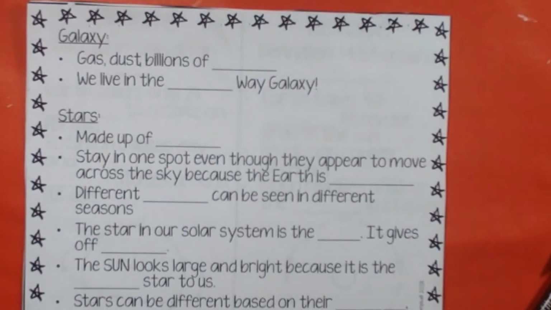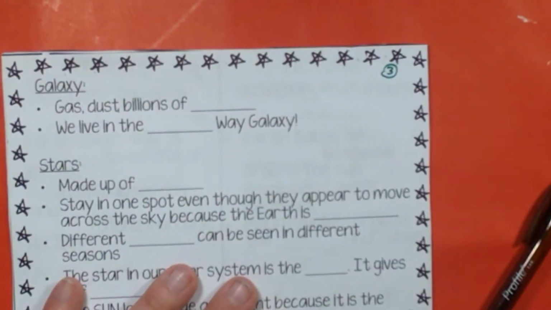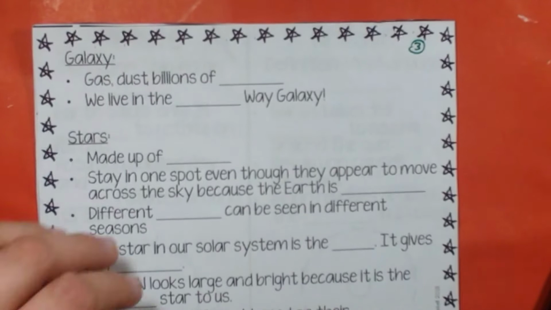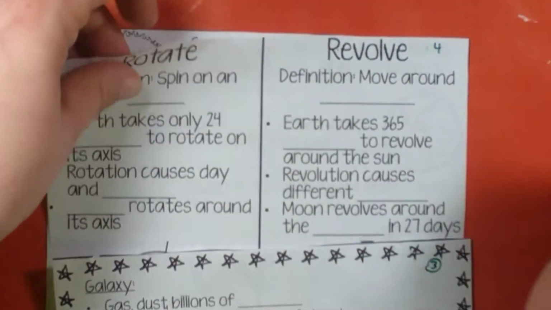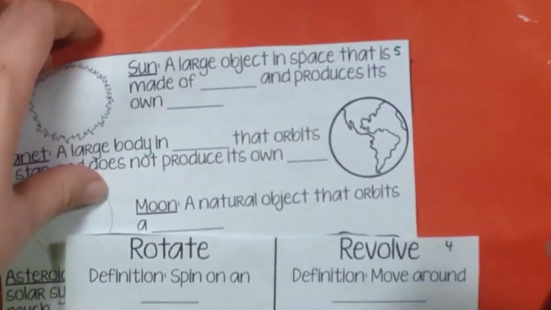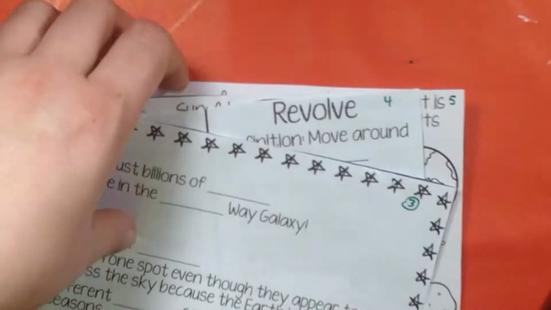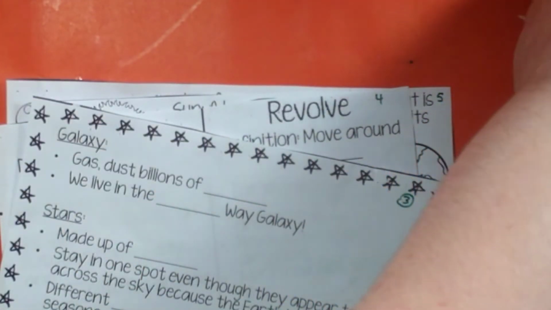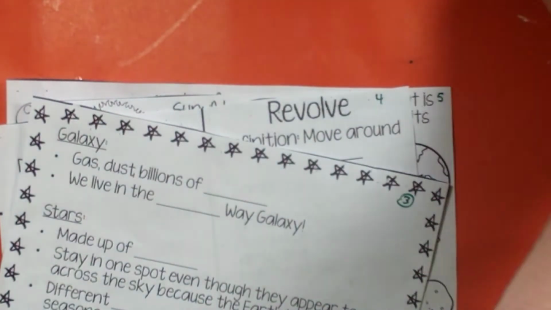Hello, friends. This is actually going to be page 3. We're going to be talking about galaxies. We're also going to be needing page 4, page 5, page 6, and then we're also going to need the very last page, which is about moon phases. We'll do that after.